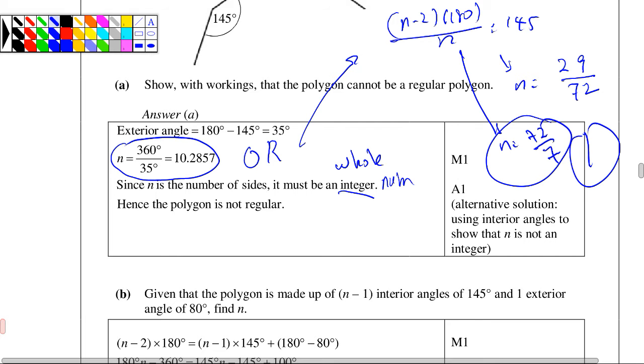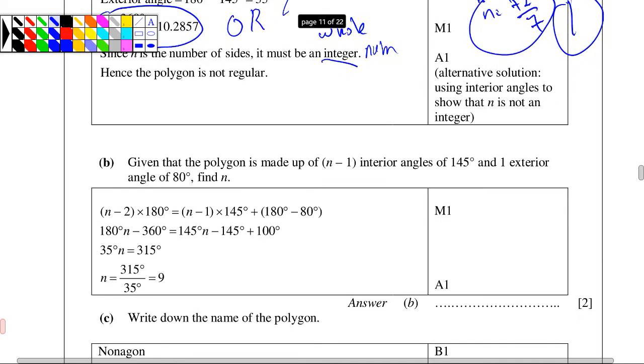Okay, now next one. Do I have time to complete the paper? Oh my god. I need to complete until the last question. Given that the polygon is n minus 1, 145 and 1 exterior angle is 80. Do you know how to do this question? Okay, let me explain quickly. I think I will only take 5 more minutes.